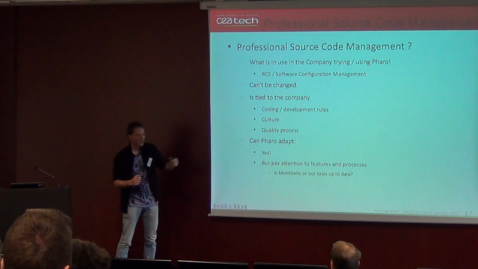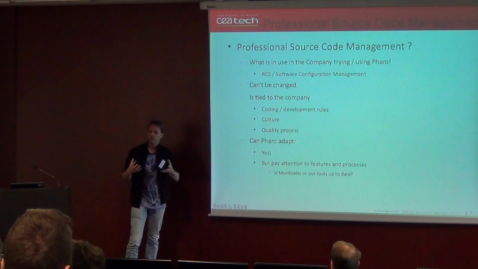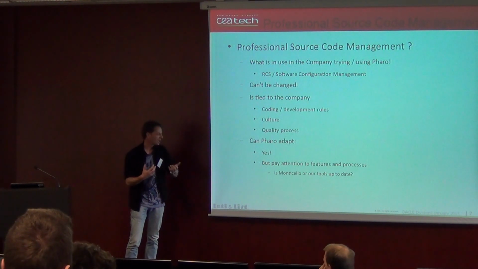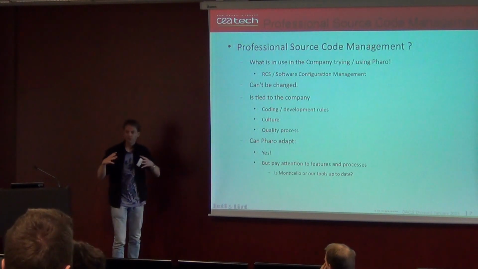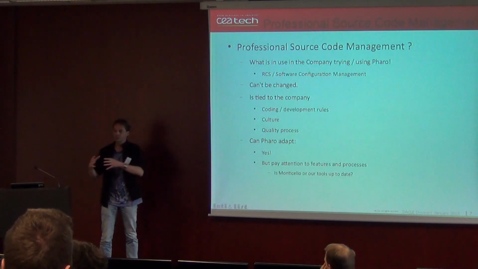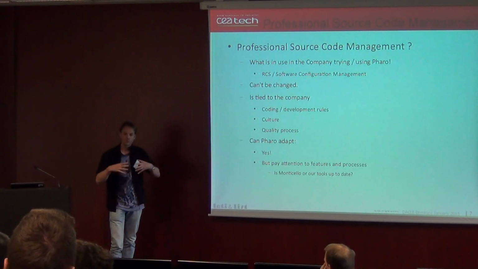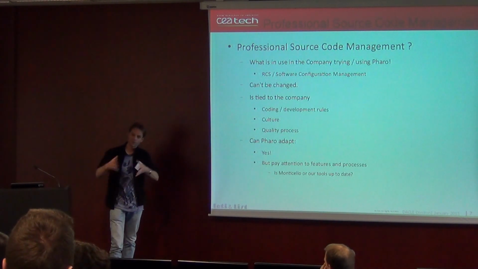But we have to look at what we need, what we're looking at in the process, what its functionalities are, and the processes we use with it. And the big question, of course, is that we base everything in Pharo around Monticello, and is it up to the task?